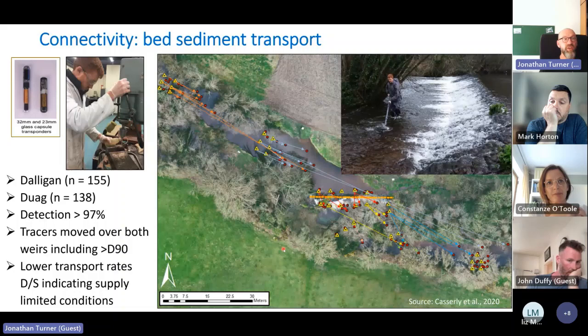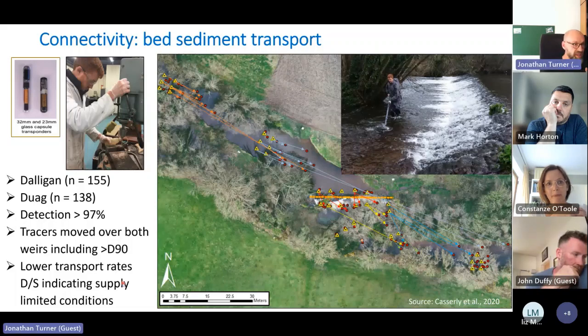So although in the long term sediment is moving over, in the short term there is a disruption to the sediment transporting over these structures, and that is having an impact on particularly the grain size distribution, the pattern of grain size downstream, and therefore, I guess, potentially having an impact on habitat.